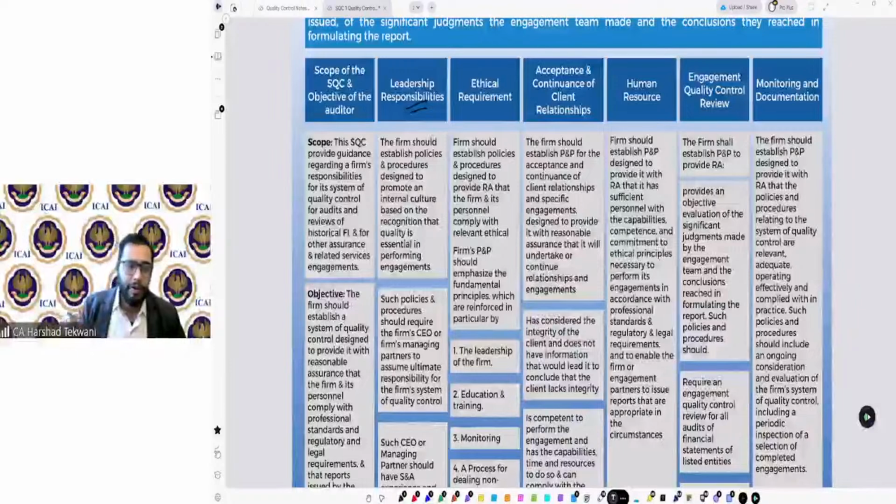Now, SQC1 says that for each area there should be policies and procedures designed in such a way that they provide reasonable assurance that its personnel comply with relevant ethical and other requirements that are mandatory in the area. Now, to understand this in an interactive way, or in a story way, let me present one very good example, and then we can take the discussion further.